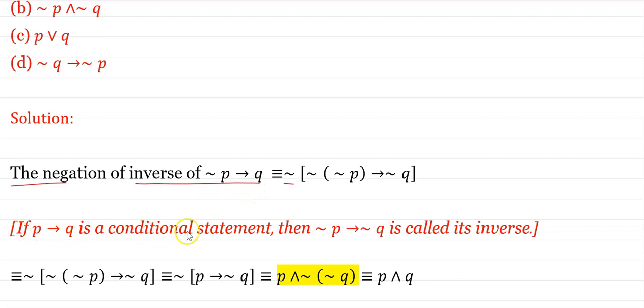If P implies Q is a conditional statement, then negation of P implies negation Q is its inverse. And therefore, we find out the inverse of this statement first.